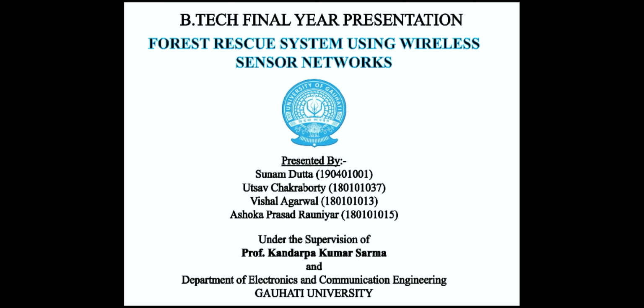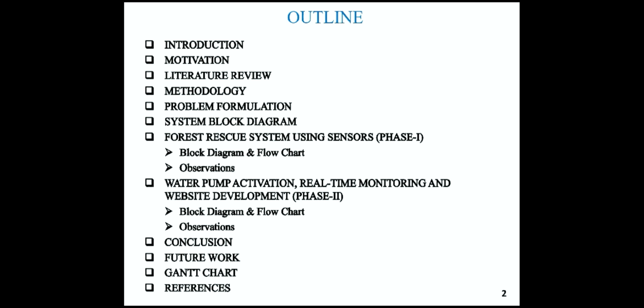The main motive behind carrying out this project is to prevent the poaching of economically valuable trees in the forest by developing a system that can detect such incidents before their occurrence. These are the session outlines that we will follow in the later part of our video. From here, the upcoming slides will be explained by Ashoka.